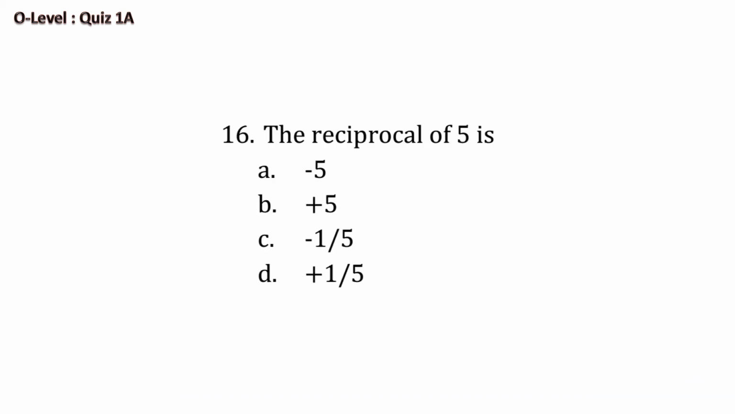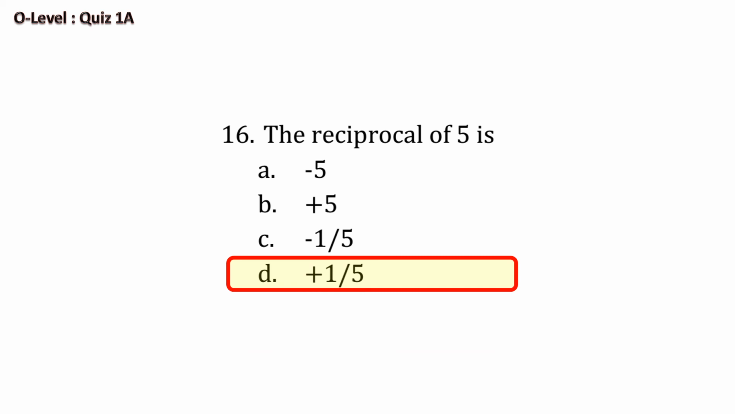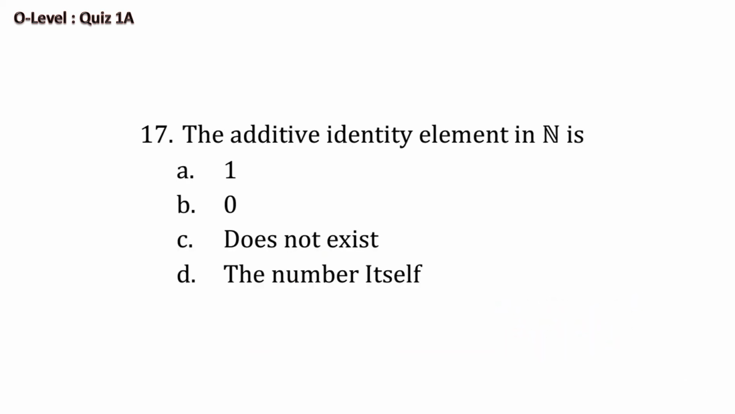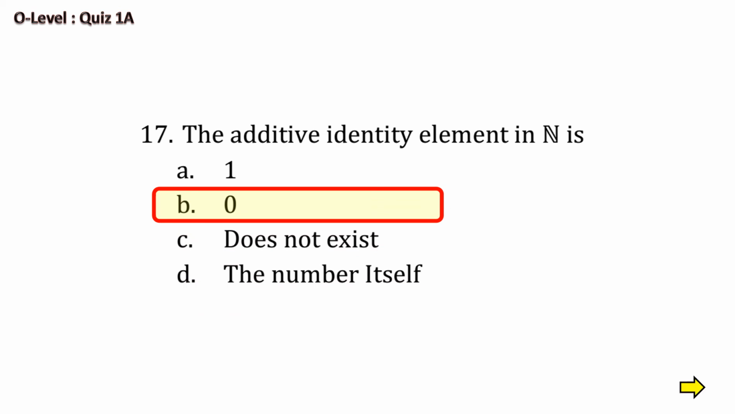Question 16. The reciprocal of 5 is, the reciprocal of a number is just 1 over that number. So that gives us 1 on 5, and the key here is D. Then you equally have question 17. We have the additive identity element in the set of N is, recall that N is a set of natural numbers. And the additive identity element is that number that when you add to any number, it leaves the number unchanged. And only 0 has that property. So our key here is 0.